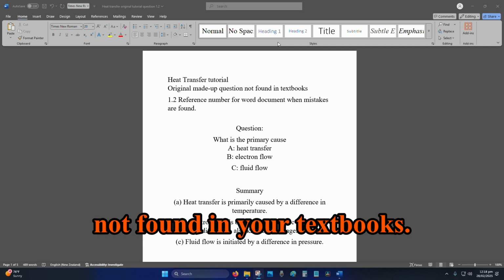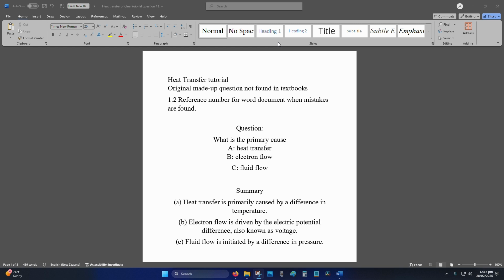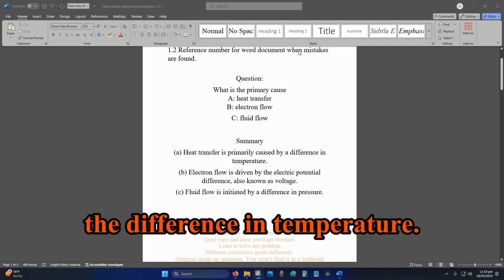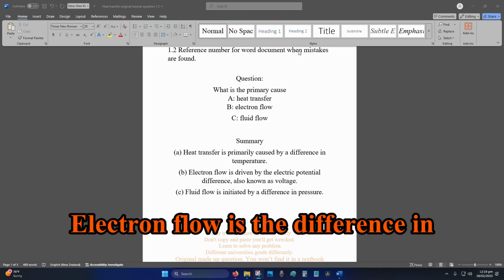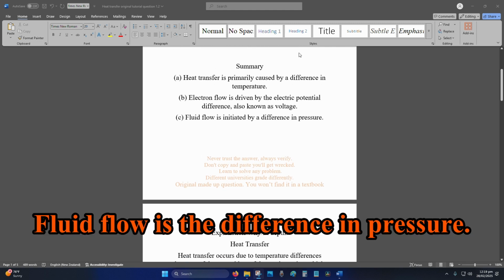This is a made-up question not found in your textbooks. What is the primary cause for: A, heat transfer, B, electron flow, and C, fluid flow? The summary: heat transfer is caused by the difference in temperature. Electron flow is the difference in electrical potential, which is voltage. Fluid flow is the difference in pressure.